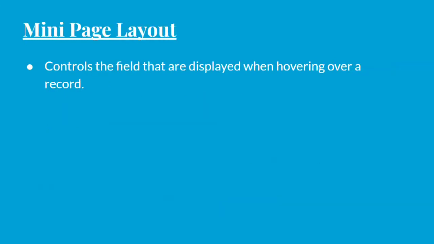Then we have some different kinds of page layouts, called mini page layout. Whenever you hover over a record, you will see a list of a few fields. It is taken from the main page layout only, but it is a section of fields that we show whenever we hover over a record. That is your mini page layout.